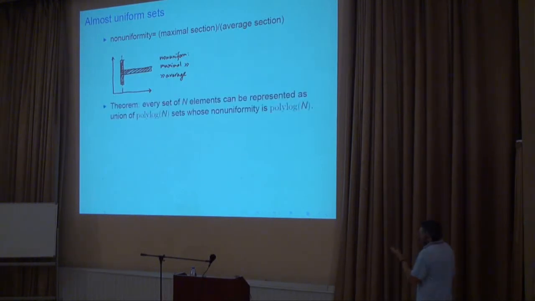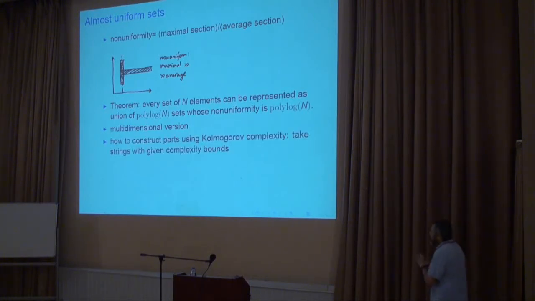And so there is a theorem, a simple one, which says that every set of pairs can be represented as a union of not very many sets, and these sets are almost uniform. Both the number of sets and the non-uniformity, in both directions, vertical and horizontal, we require in both directions. Both of these parameters are polylog of n, and really what we want is a multidimensional version of this, but it's similar. And what is interesting about this theorem is that you can almost for free get a proof of this theorem using Kolmogorov complexity.